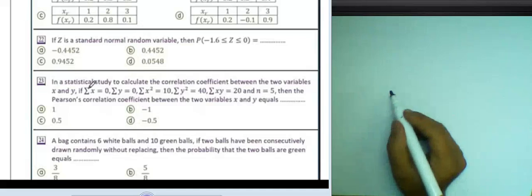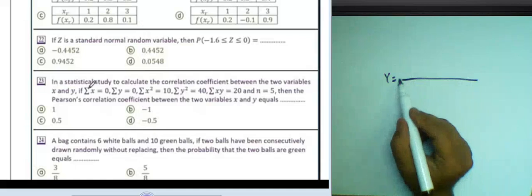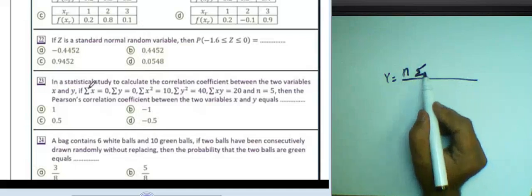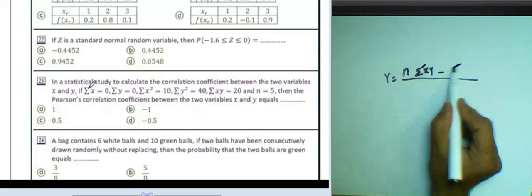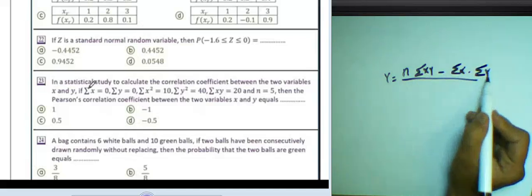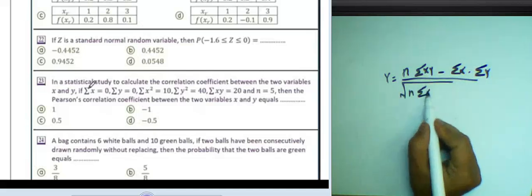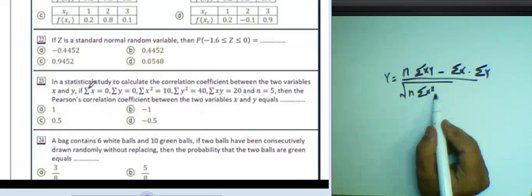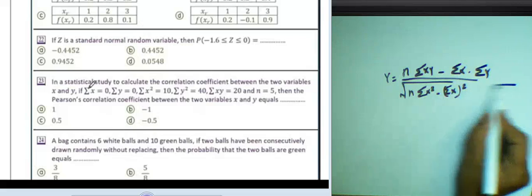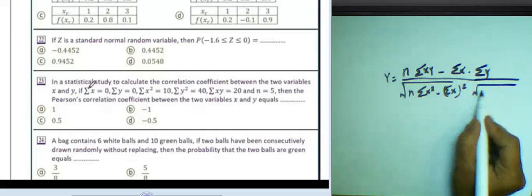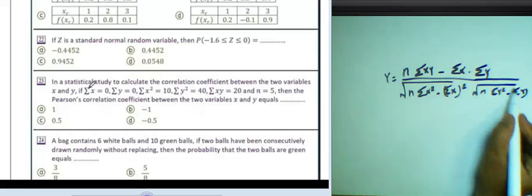We can write the rule here about Pearson's correlation: r equals n times the summation of x times y, subtract the summation of x times the summation of y, over the square root of n times the summation of x squared subtract the summation of x all to the power 2, multiplied by n times the summation of y squared subtract the summation of y all to the power 2.